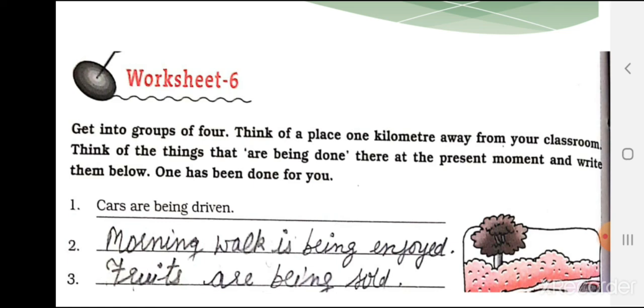Then beta, shops are being opened. Then morning walk is being enjoyed. Fruits are being sold. Okay, like this, students, try to frame sentences. Okay, think of the activities that are being done there at the present moment, and then beta, write them below. Okay, write them here in the space provided to you.